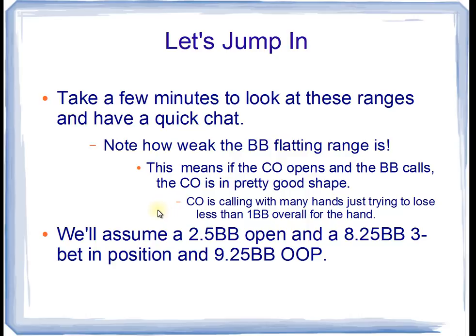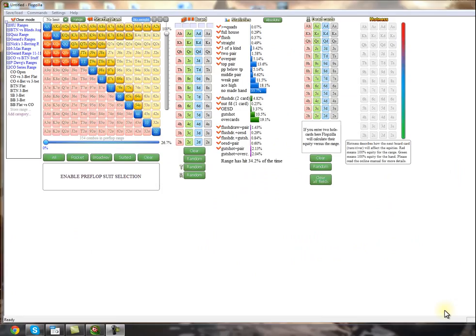We'll assume a 2.5 big blind open and an 8.25 big blind 3-bet in position and a 9.25 big blind 3-bet out of position. Okay, so as we look at these ranges, keep in mind that this is my first best guess, given the fact that we're assuming the cutoff opens to 2.5 big blinds. I have done this pre-flop stuff a lot, but as the opening size changes, or if we assume there are antes, the math's always going to be a little bit different. So this is just my best guess given a 2.5 cutoff open.